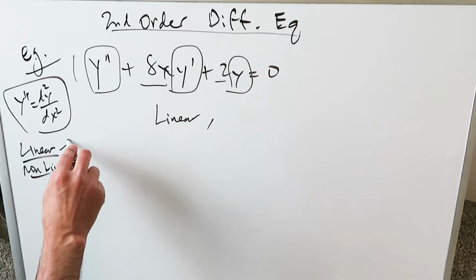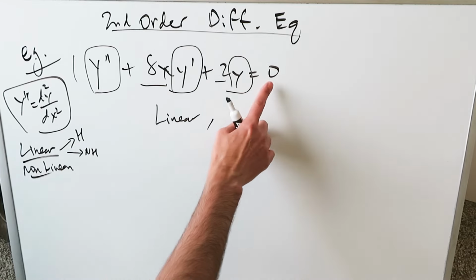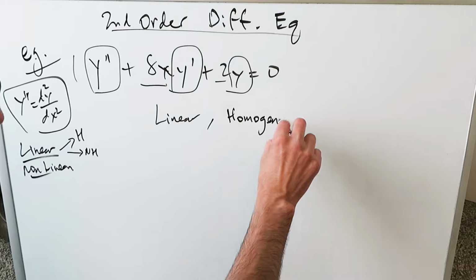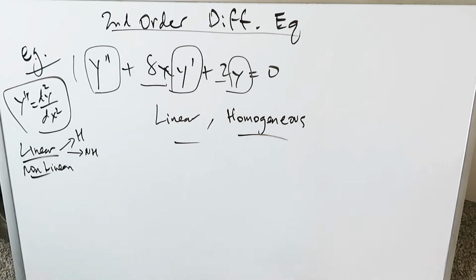If it's linear, now we can determine if it's homogeneous or non-homogeneous, H or NH. If it's equaling to 0, you're looking at a homogeneous differential equation. It's a linear homogeneous second order differential equation simply by means of these characteristics.